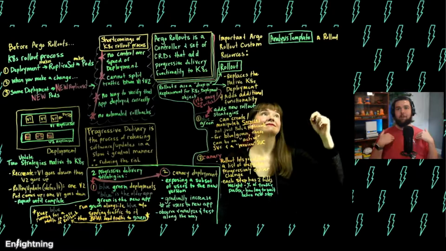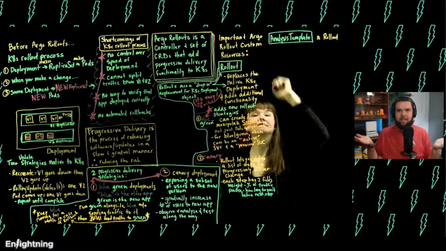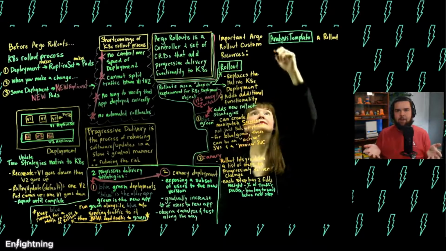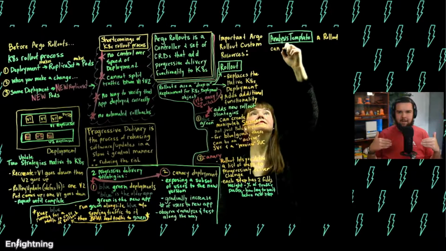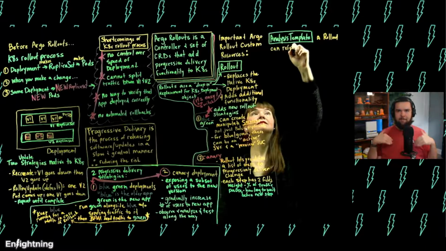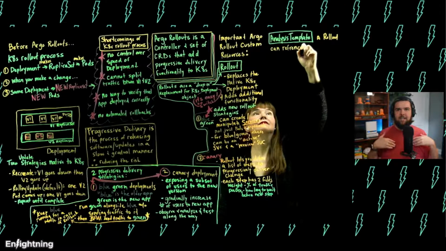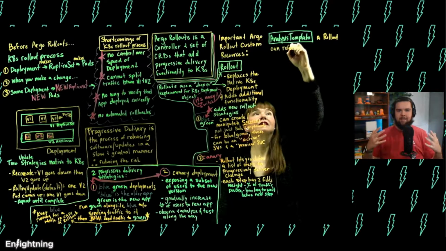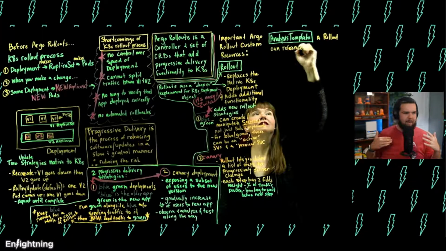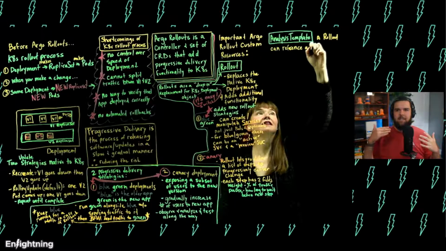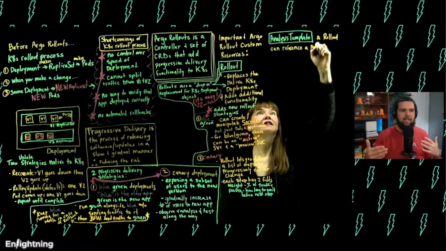So the Argo rollout has no concept of what is a success metric for this step in my canary deployment for this 5% of traffic. The analysis template adds in this concept of analyzing metrics from providers to determine that success or failure.